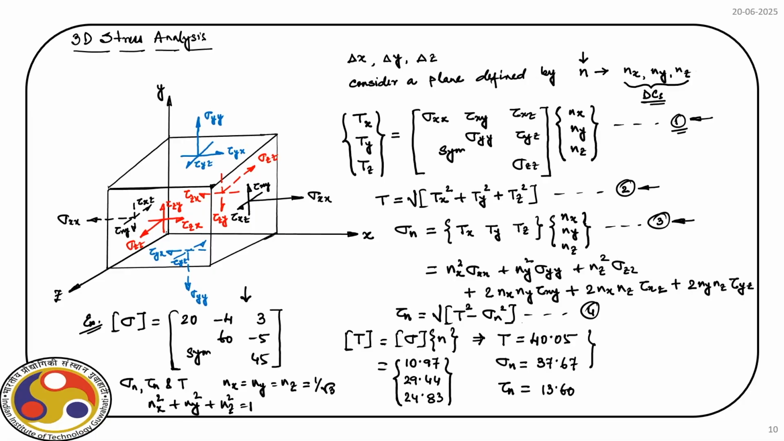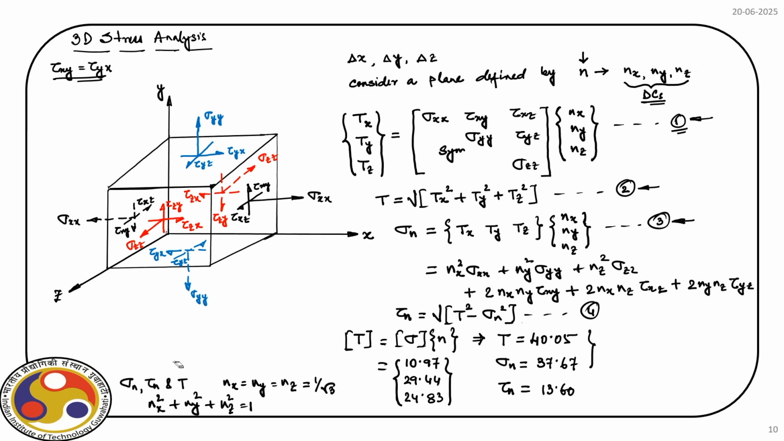But for the time being, let us consider a case where we will prove that tau x y is equal to tau y x. So, let us prove this and then we will move forward and find out basically the orientation of the principal plane. So, let us do it. For that, we need to slightly modify this stress block diagram, that we will do in a minute.